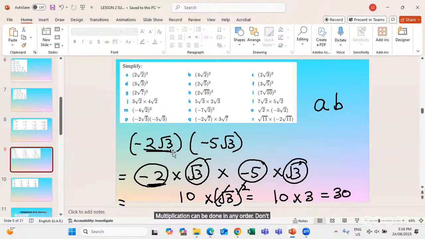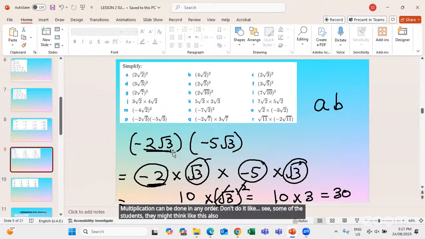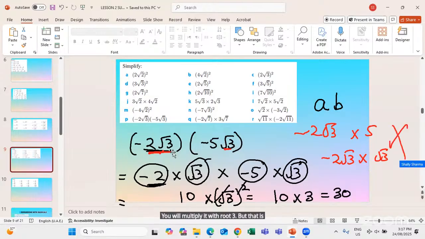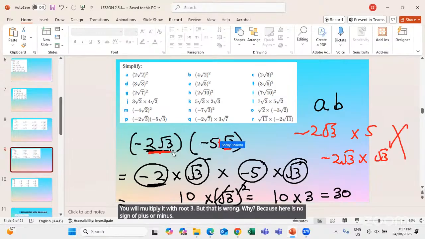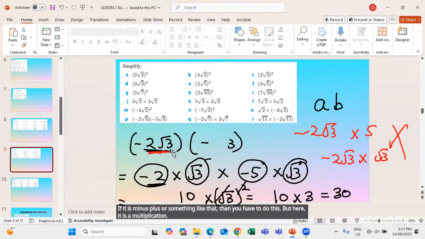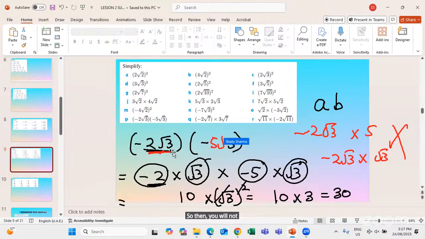Don't do it like, see, some of the students, they might think like this also. Let me explain that as well. That minus 2 root 3, first you will multiply it by 5 and then minus 2 root 3, you will multiply it with root 3. But that is wrong. Why? Because here is no sign of plus or minus. If it is minus plus or something like that, then you have to do this. But here it is a multiplication. So then you will not do anything like that.